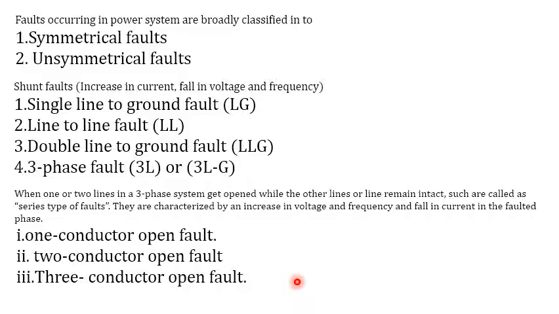Before that, let us understand the possibility of occurrence of the unsymmetrical faults in nature. There are four different types. Single line to ground fault has a probability of occurrence of 70 to 85 percent. Line to line fault is 8 to 15 percent, double line to ground fault is 4 to 10 percent, and the three phase fault is 3 to 5 percent.